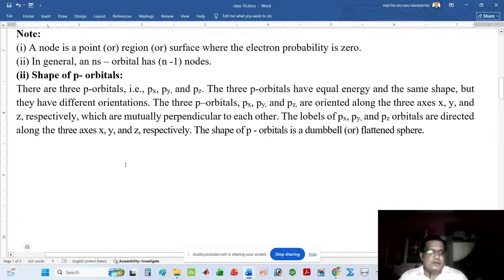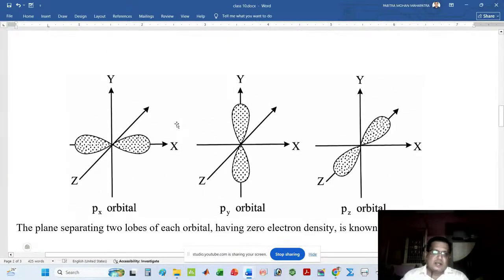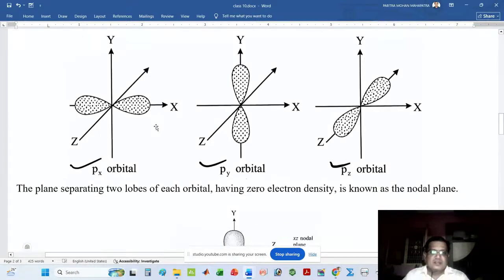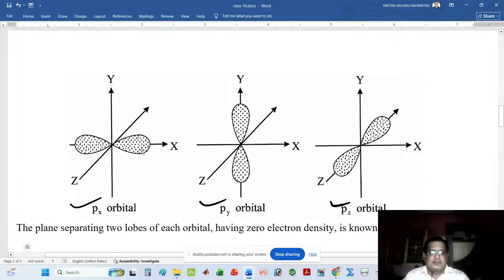Next, I also covered the shape of p orbitals. There are three p orbitals: px, py, and pz. Here I have given the px orbital, py orbital, pz orbital. Each p orbital has two lobes.